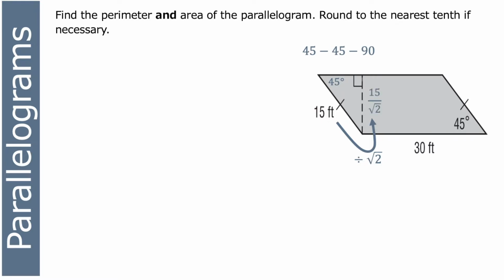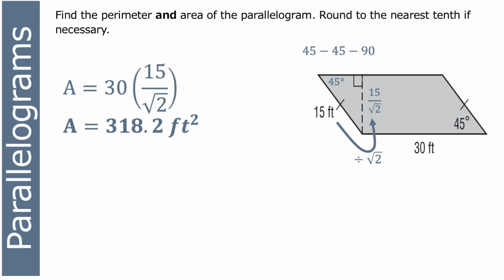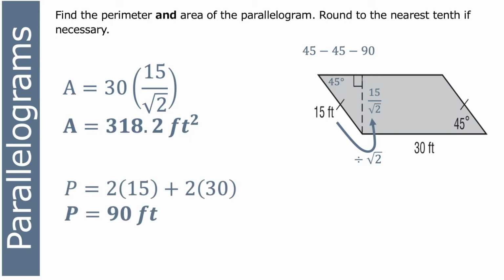So now we have a base of 30 and a height of 15 divided by root 2. Just plug that into your calculator and we have an area of 318.2 feet squared. For the perimeter, we've got two 15s, two 30s, that's 90 feet.